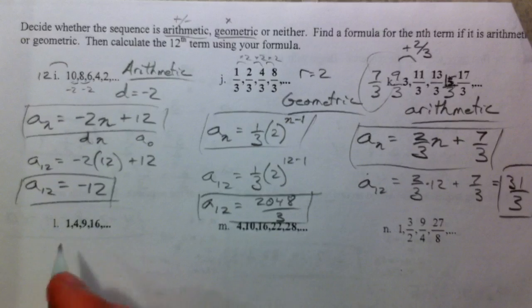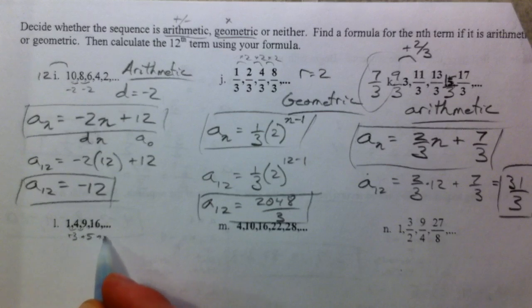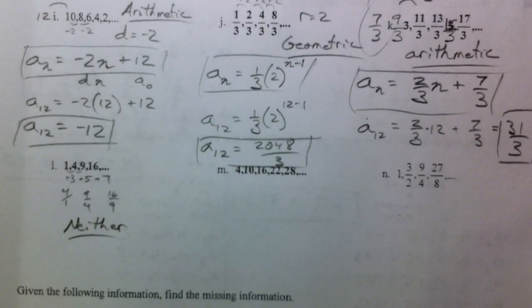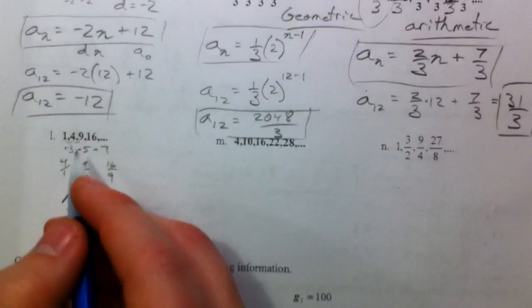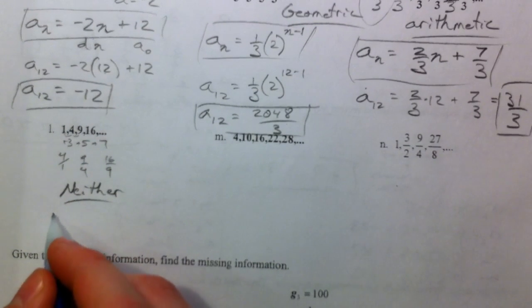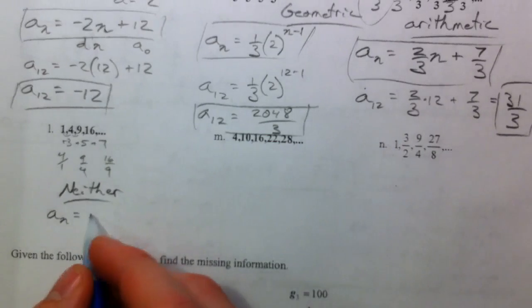Alright, keep going. We've got 1, 4, 9, 16. So here you added 3, then you added 5, then you added 7. So it's not adding the same thing. 4 over 1, 9 over 4, 16 over 9. It's not arithmetic or geometric because we're not adding the same thing, we're not multiplying the same thing. So it's neither. You can find an nth term because you notice 1, 4, 9, 16 is n squared.